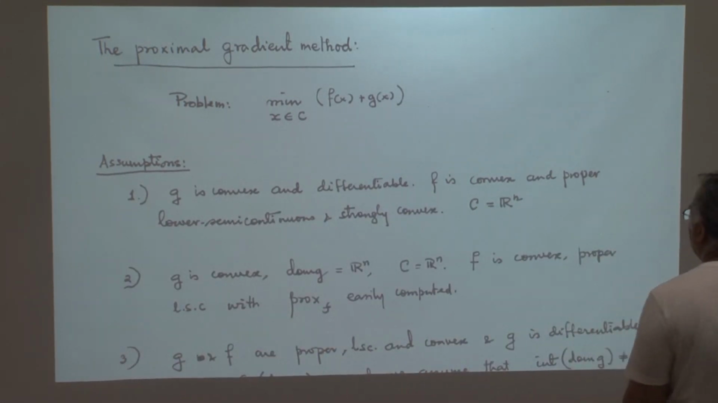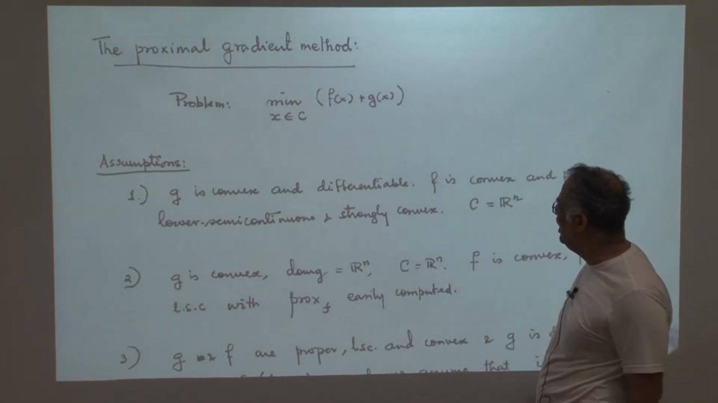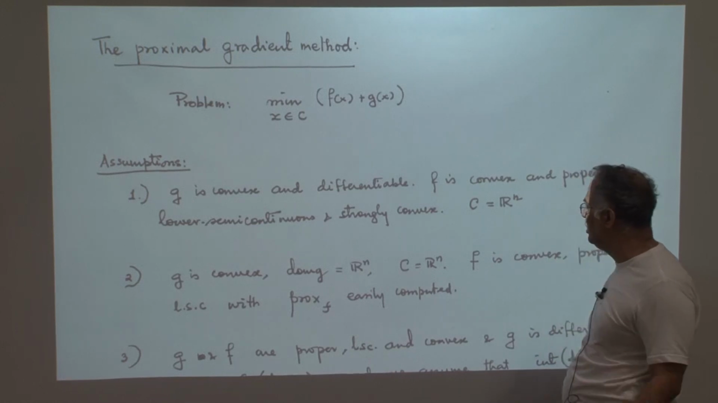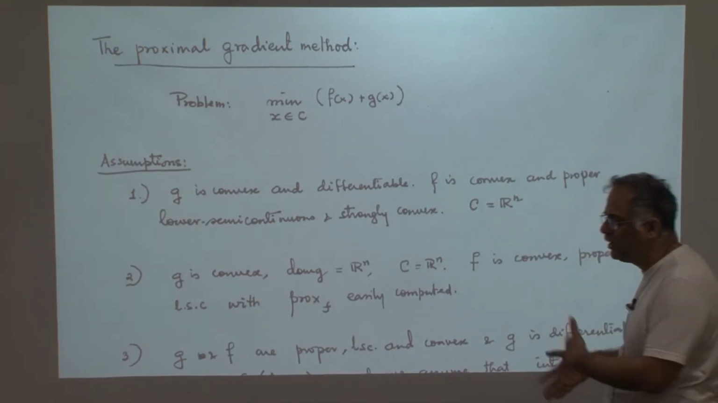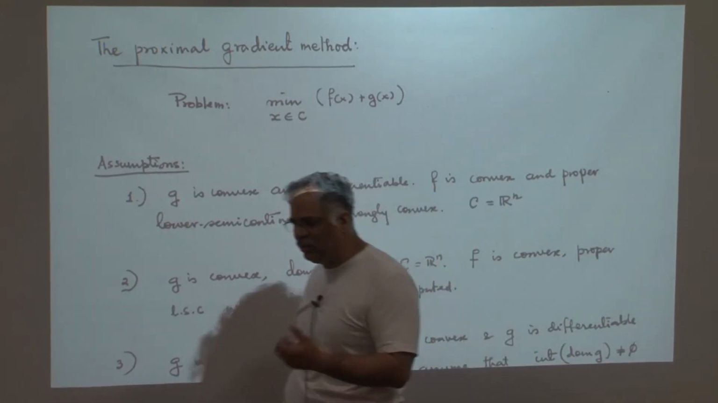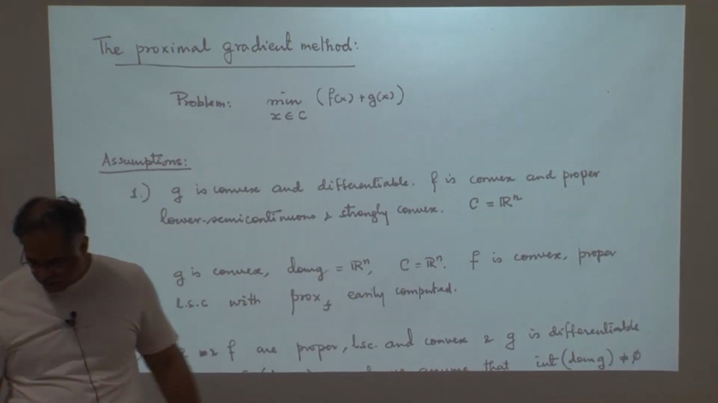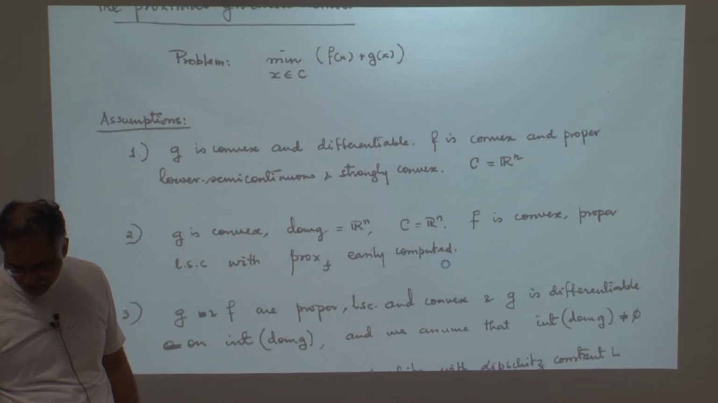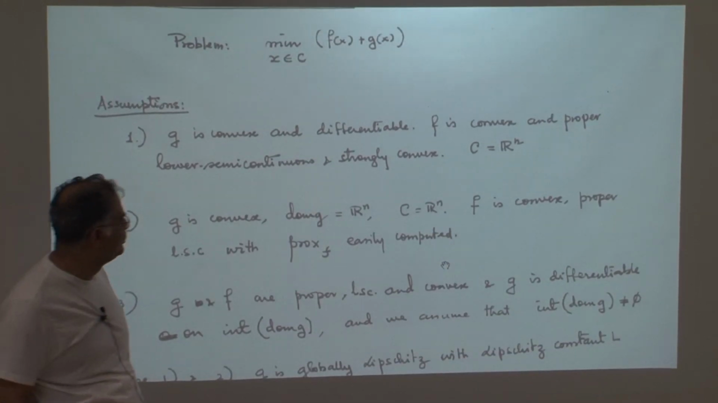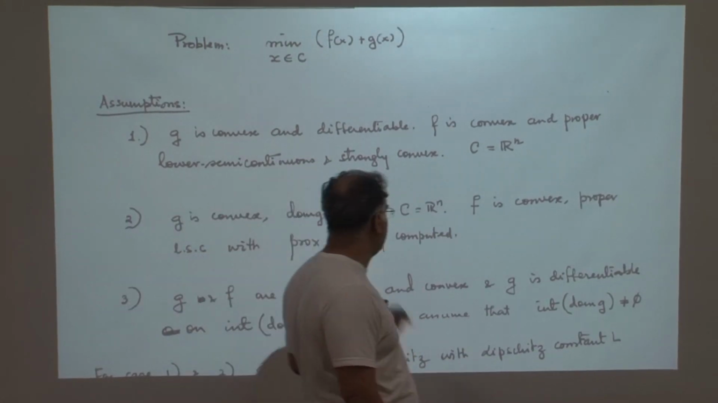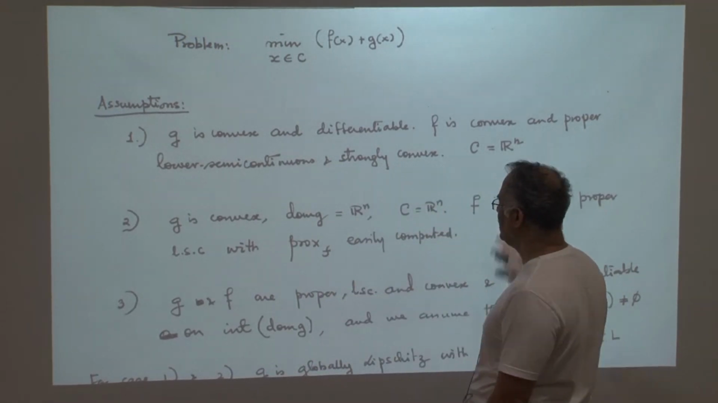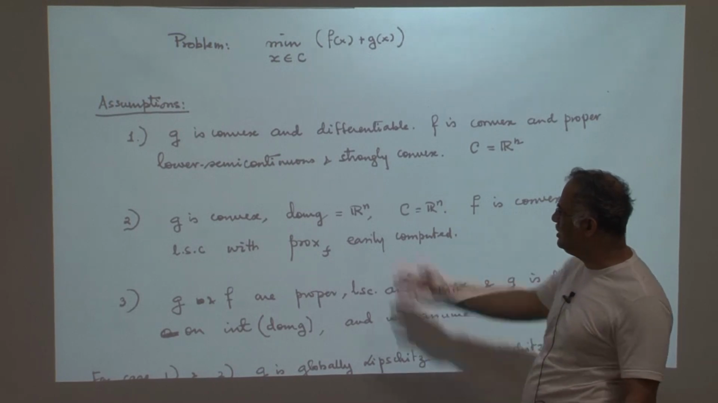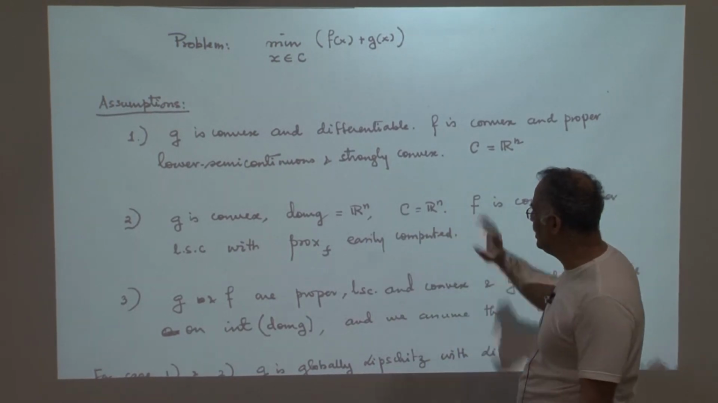For example, here G is convex and differentiable, and take F to be strongly convex, though that doesn't matter. C is Rn. This is one setup where you can do something. F is proper lower semicontinuous, but just think of it as continuous. So G is convex and F is convex. The domain of G is Rn, it maps from Rn to R, and C is Rn.